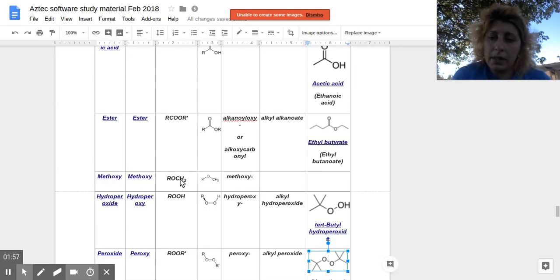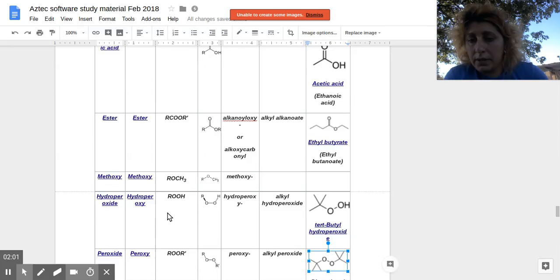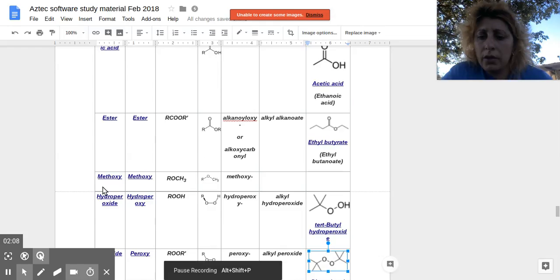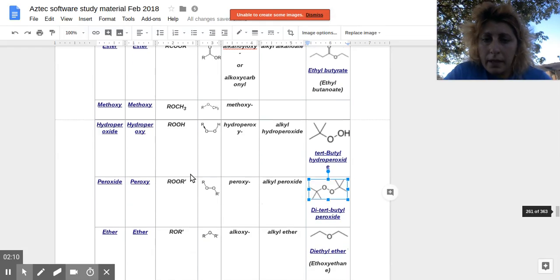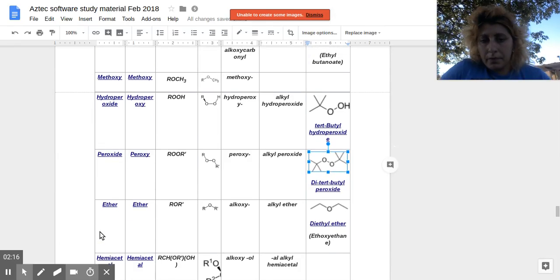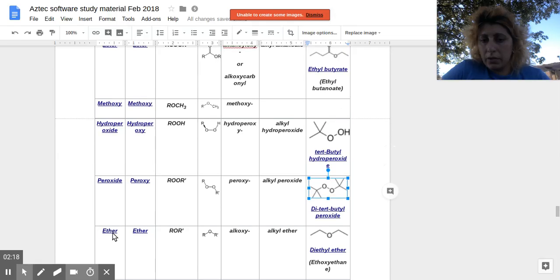Methoxy, ROCH3. Hydroperoxide is ROOH. Peroxide is ROOR. Ethers are ROR. For example, diethyl ether.